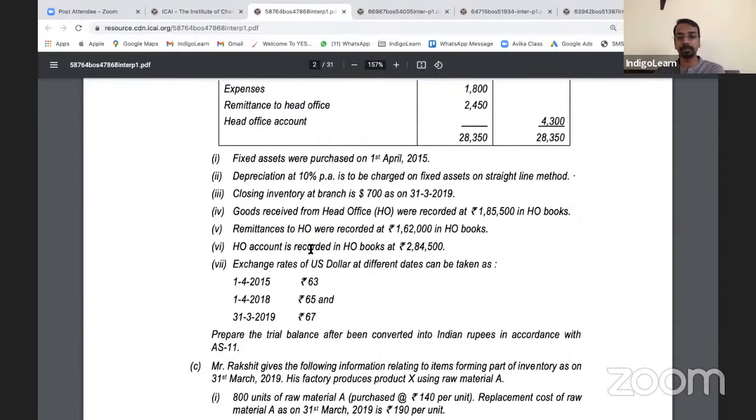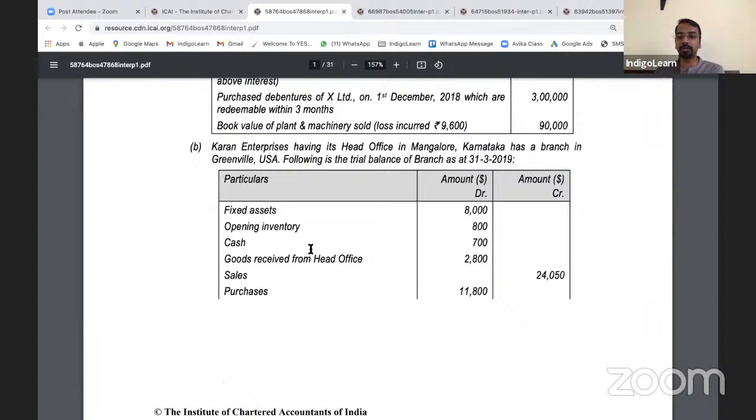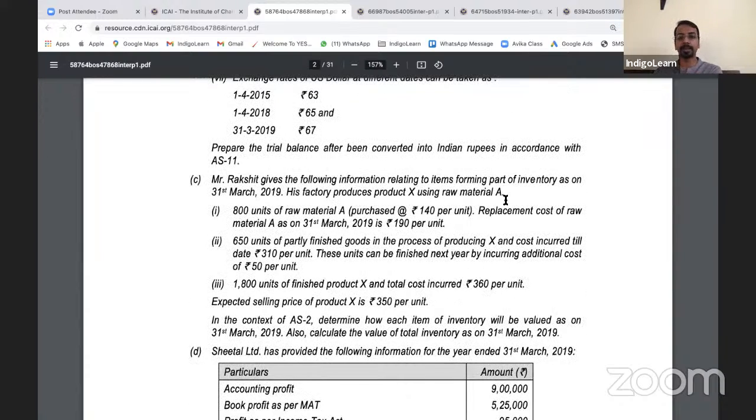Okay. So here, goods have been sent by head office and all of that. So you can assume this to be an integral operation and then do it as per the accounting for branches question. Then inventory, again, same question. 2 years back also same question. They just changed the numbers, and similar questions are asked.